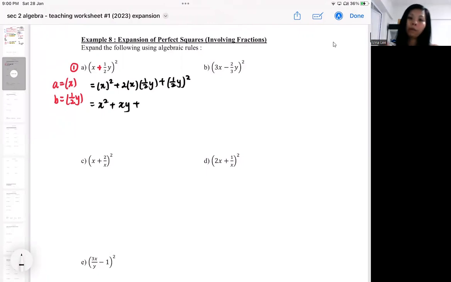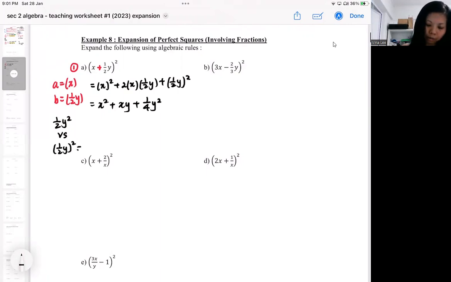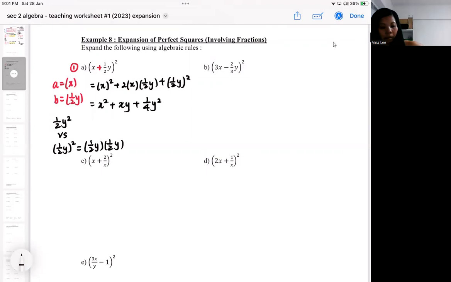Half y with a bracket squared will get you a 1/4 y squared. So please remember, somebody who forgets to give the bracket will give me a half y squared. If you remember to give the bracket, in your head it should be half y times half y. So please don't repeat this mistake.